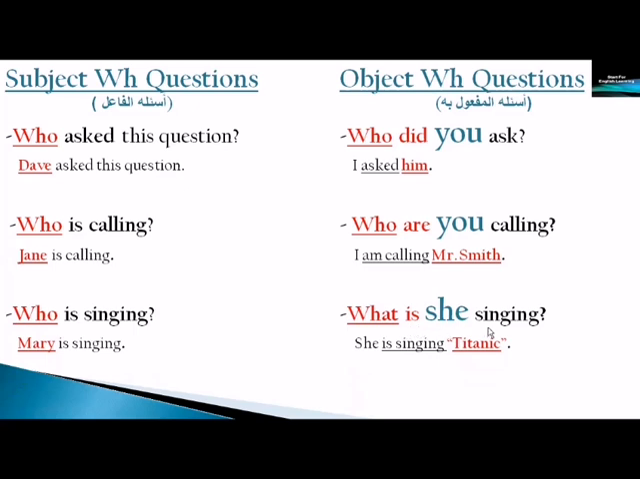While what is she singing? Here, what is asking for the object. We know the subject. The subject is she. We have inversion. Is before the subject, followed by singing, the verb in its present participle form. The answer, she is singing Titanic. Titanic is the object of the sentence.